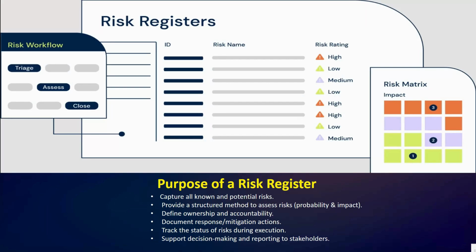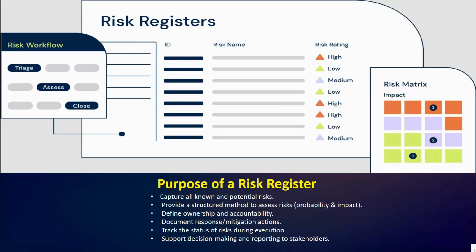So actually, the main purpose of the risk register is to serve as the central hub for all the project risks. Capture all the known and potential risks. It captures both the known risks and potential risks that might emerge much later in the project. Instead of the risks being scattered across meetings, emails, or people's minds, everything is brought together in one structured document.